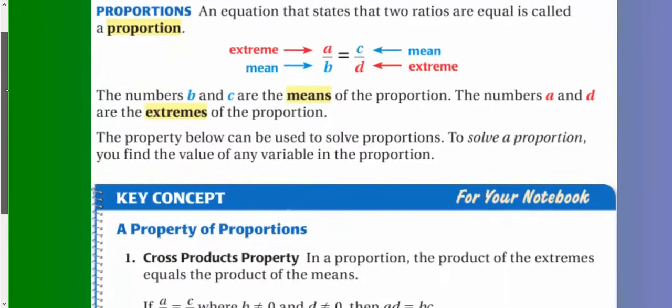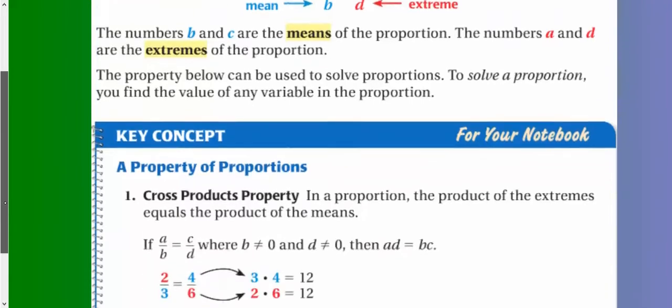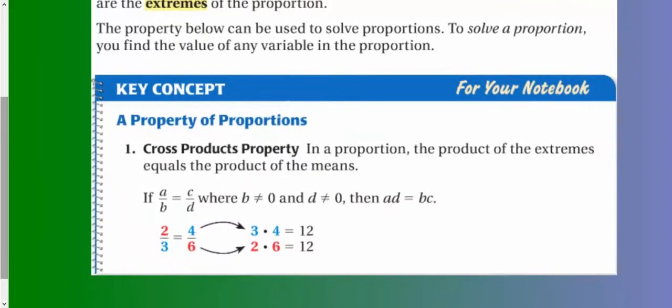And then we have proportions, solving proportions. You guys have seen this. It's the cross product. The product of the extremes equals the product of the means. You don't really need to know which ones are extremes, which ones are the means. You just need to know how to solve a proportion. So the cross product is where you do A times D equals B times C.